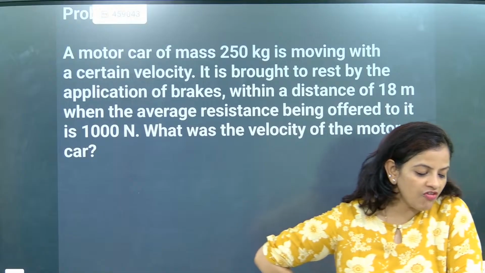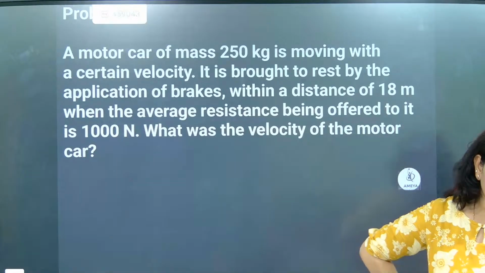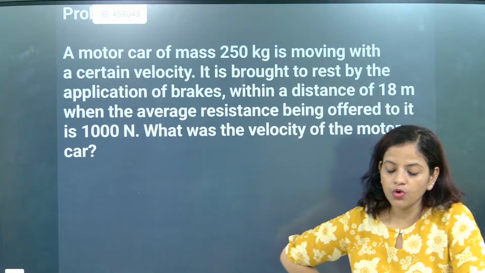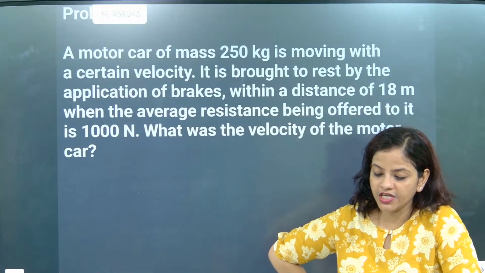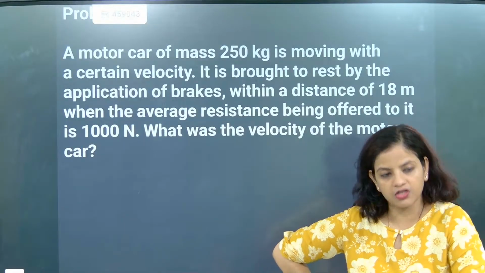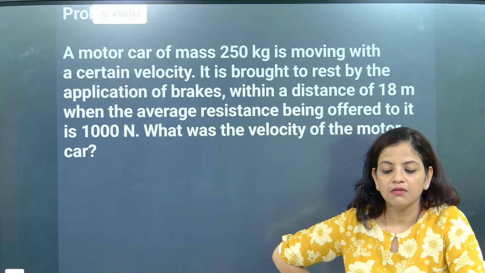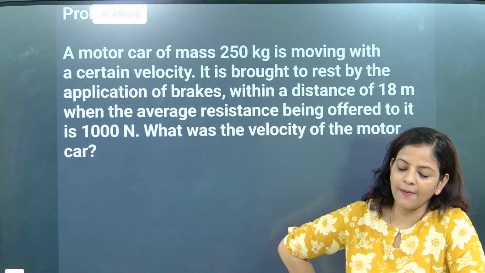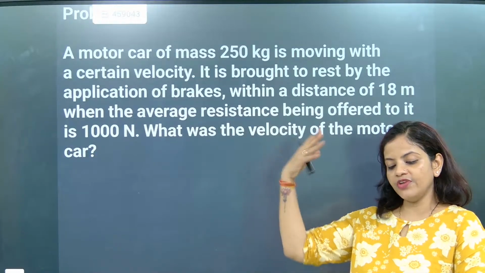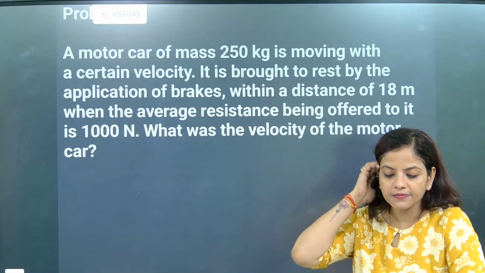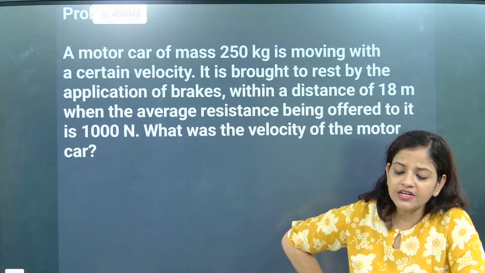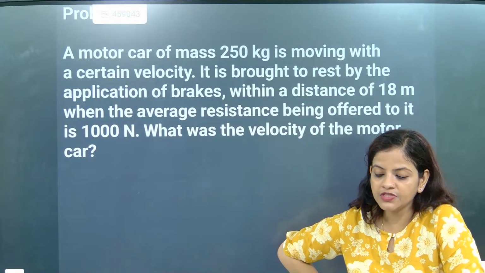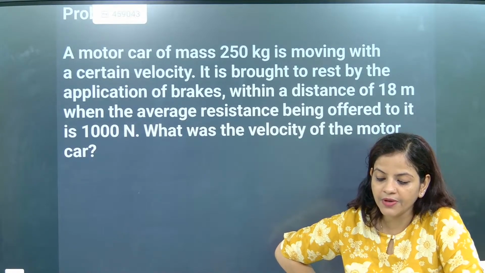A motor car of mass 250 kg is moving with a certain velocity. First we will read the question. A motor car of mass 250 kg is moving with a certain velocity. What is the weight of the car? Mass is 250 kg. It is brought to rest by the application of brake. So the final velocity will become 0, with a distance of 18.